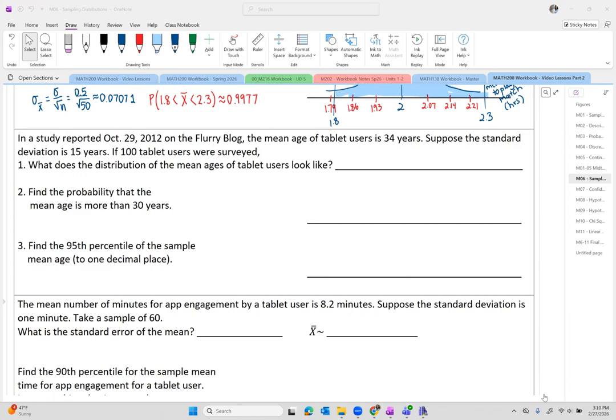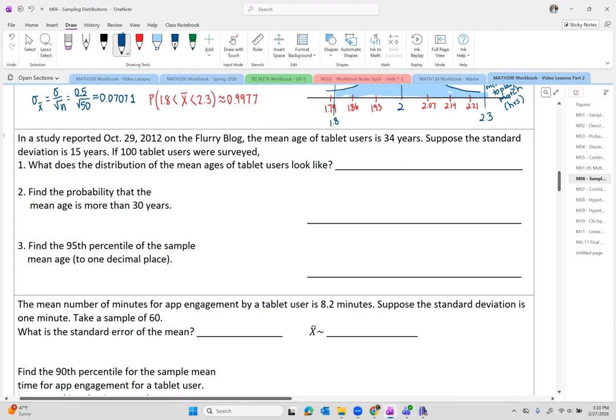So the sample size is 100, and it is large enough that the distribution of the sample mean, the mean ages, will be normal because n is greater than 30, regardless of the distribution of the underlying population. So regardless of what the distribution of the age of tablet users is, the distribution of the mean from a sample of 100 will be a normal distribution.